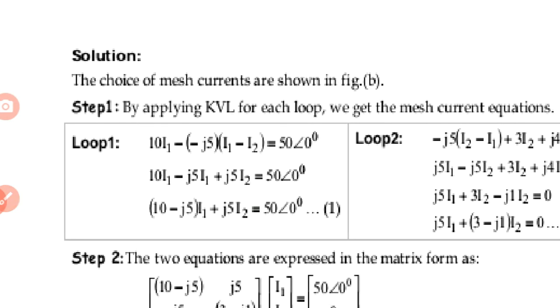So 10 angle phi 1 minus of minus J5 into I1 minus I2 is equal to 50 angle 0 degrees. Again simplify this equation. So (10 minus J5) into I1 plus J5 into I2 is equal to 50 angle 0 degrees. Again go for the loop 2.